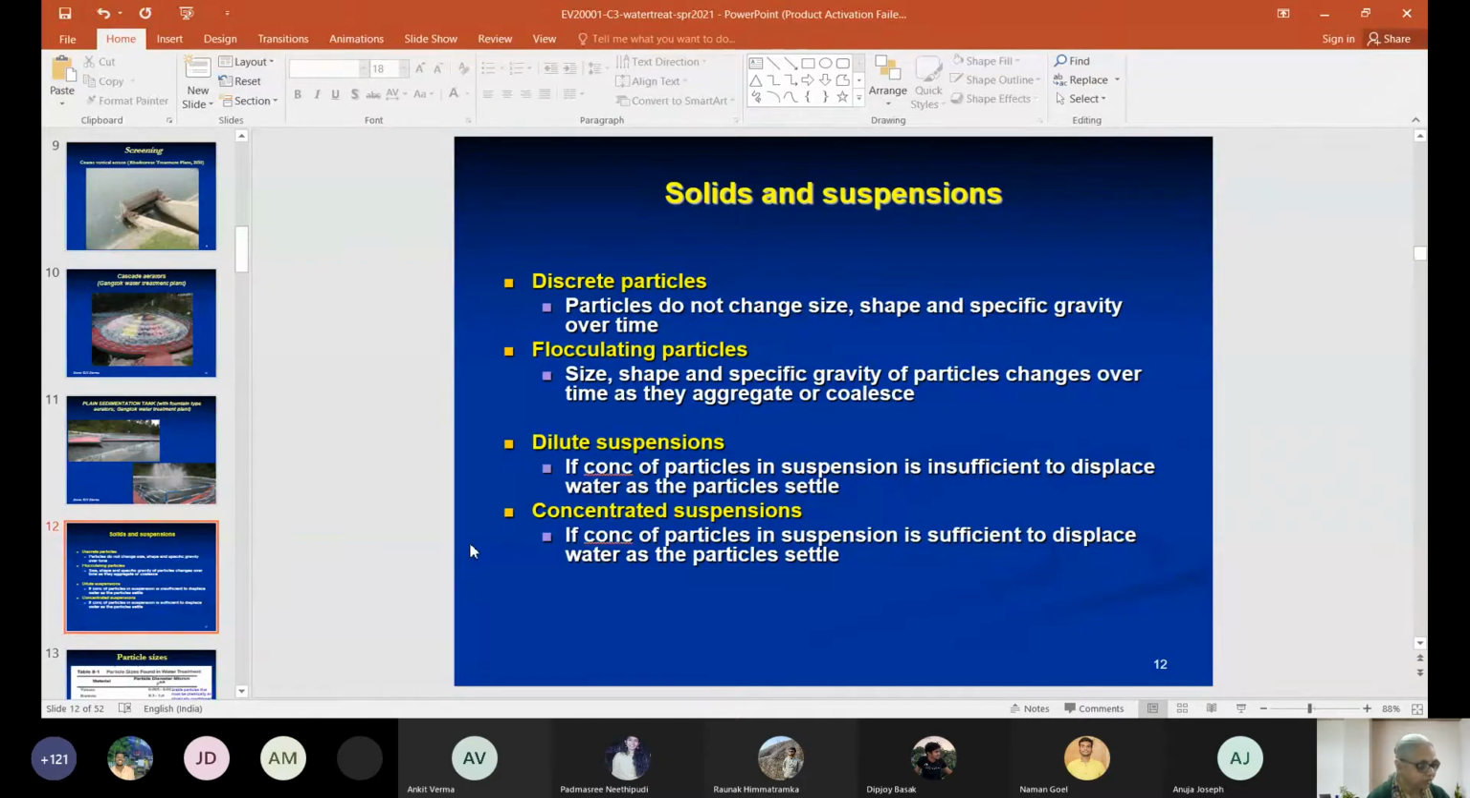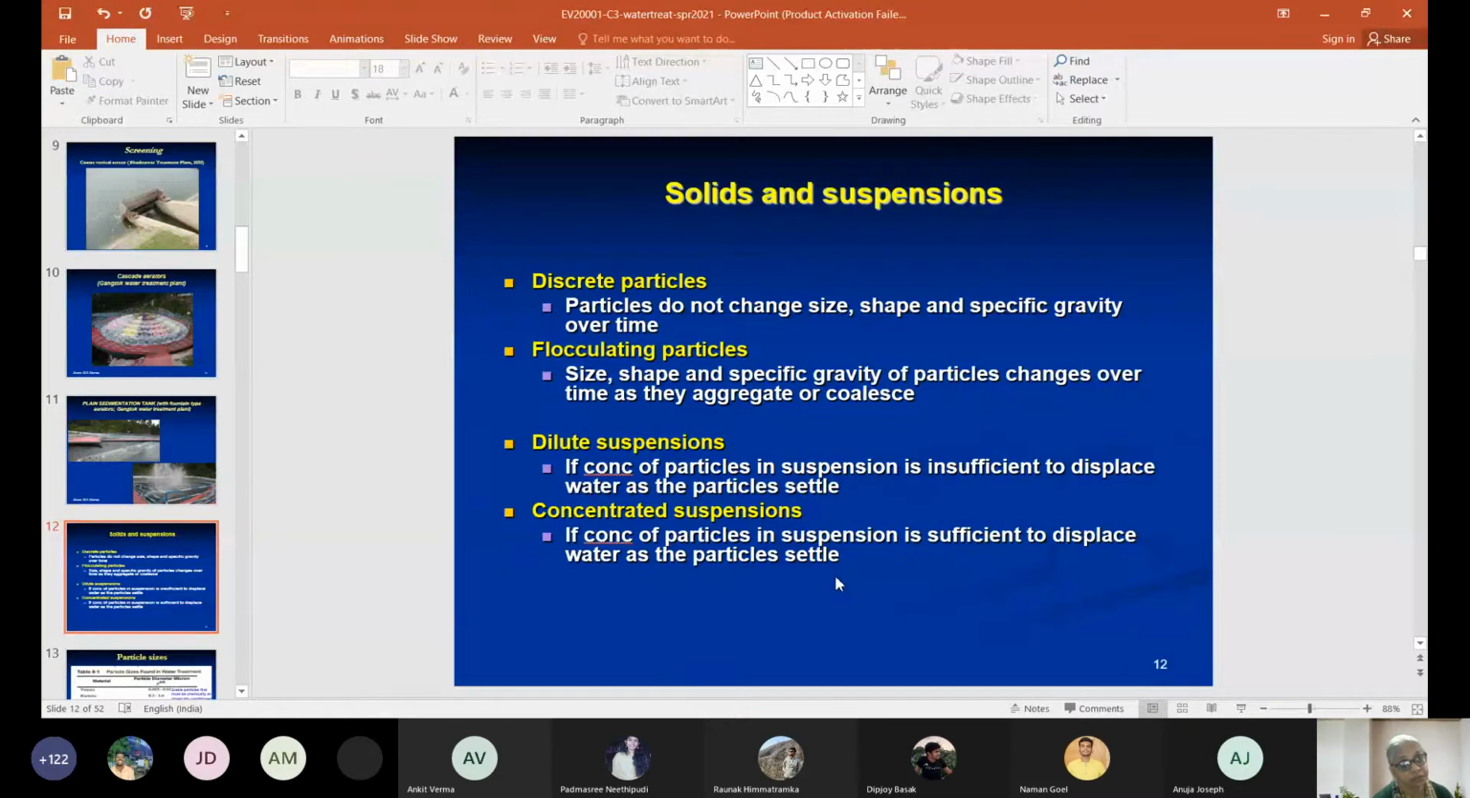Okay, in both cases, particles will aggregate and settle to the bottom. Those are homogeneous suspensions, and they are relatively dilute suspensions. For those of you who may have worked in wastewater, in wastewater the sludge is considered a concentrated suspension.